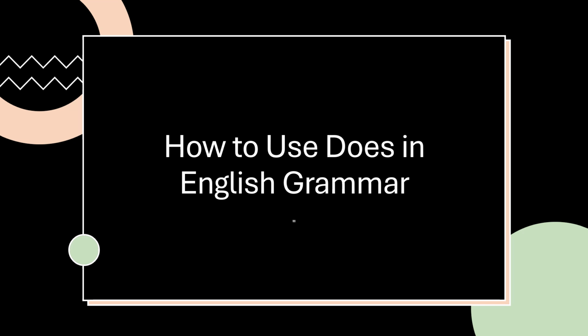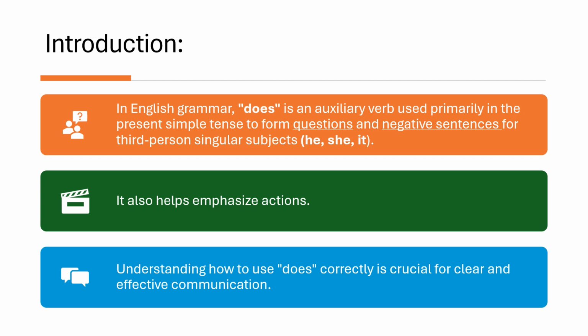Let's get started. In English grammar, does is an auxiliary verb used primarily in the present simple tense to form questions and negative sentences for third person singular subjects, that is, he, she, it. It also helps emphasize actions. Understanding how to use does correctly is important for clear and effective communication.